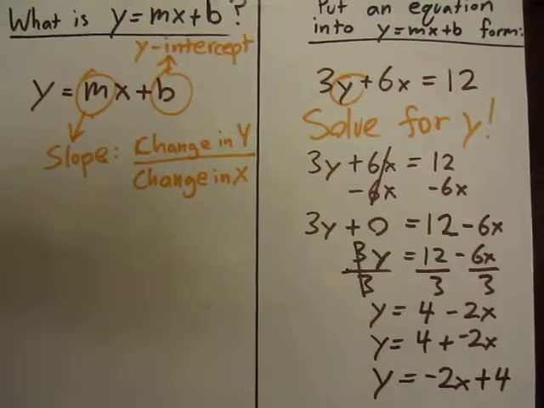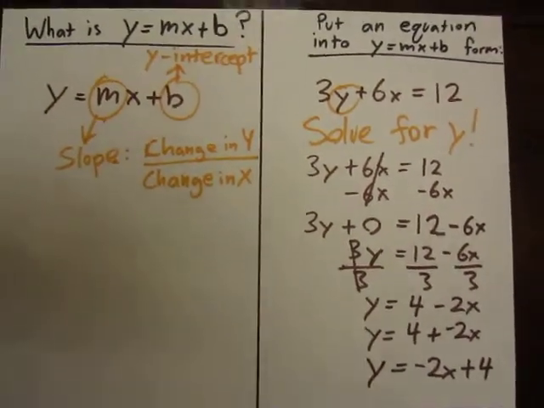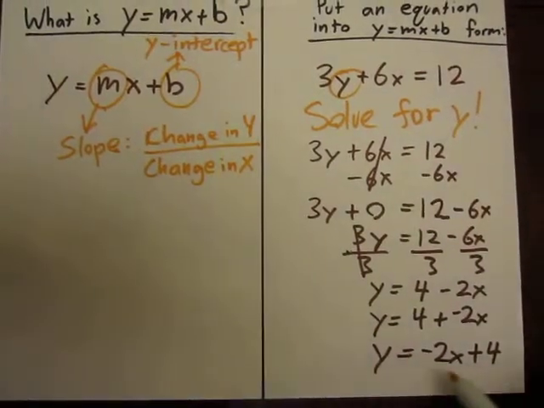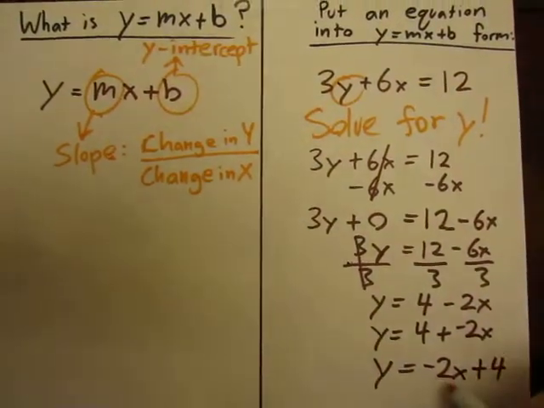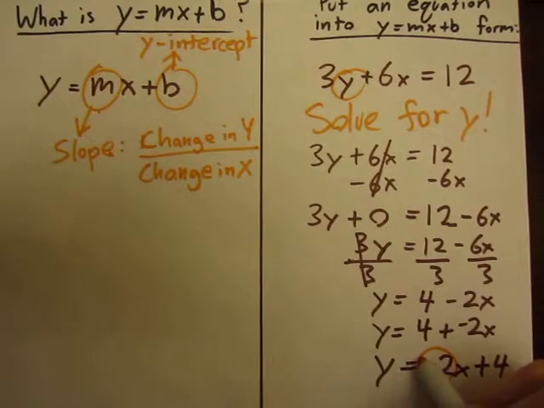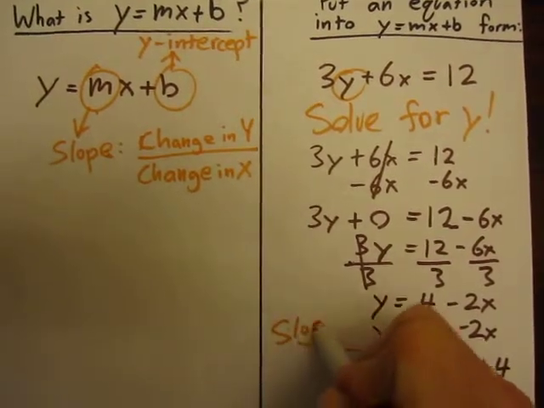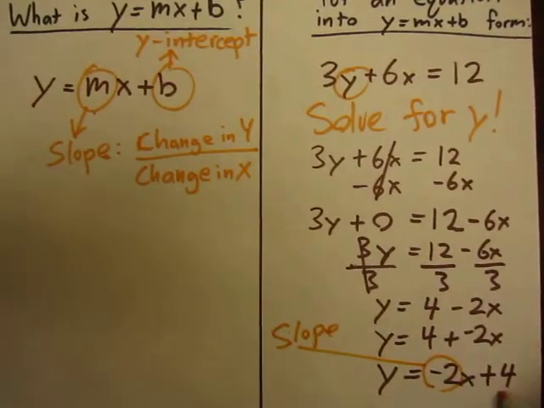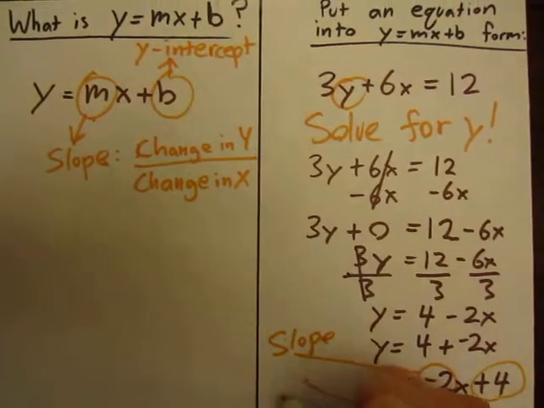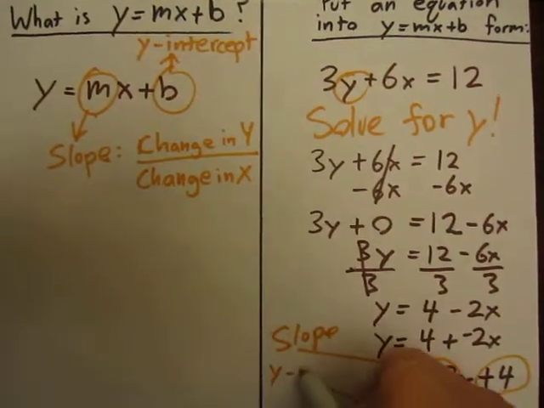If we look at this equation, we've now put it into the y equals mx plus b form. This negative 2 is our slope, and positive 4 is our y-intercept.